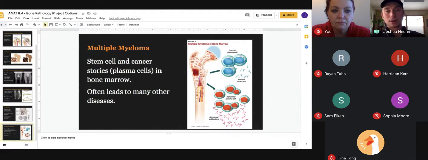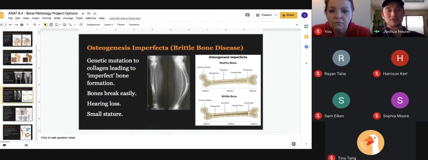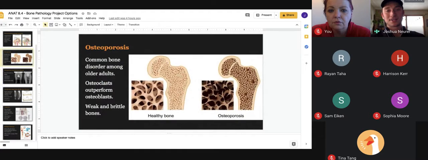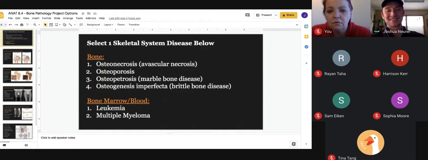We got multiple myeloma, leukemia, osteogenesis imperfecta, osteopetrosis, osteoporosis, necrosis, and that's that.